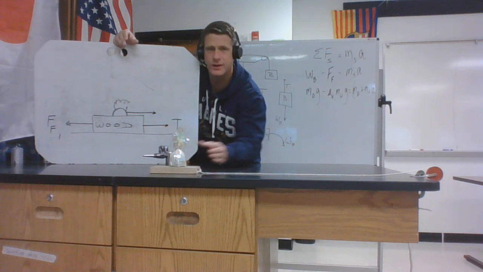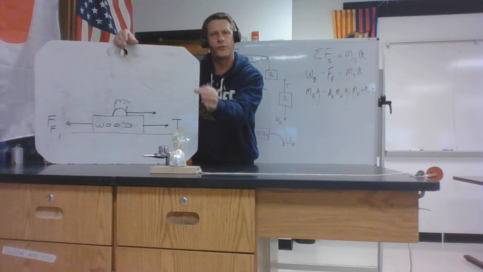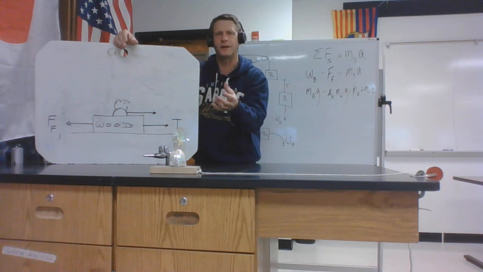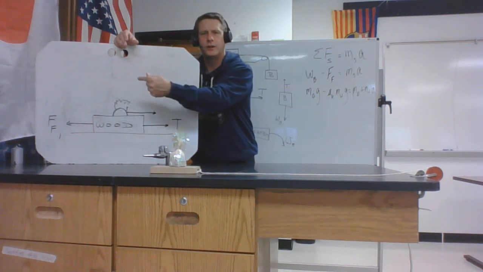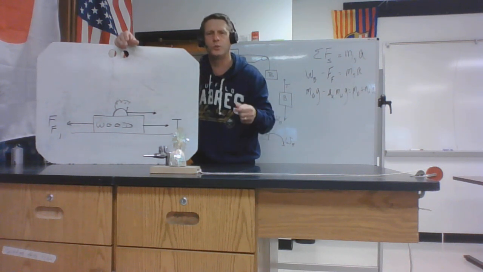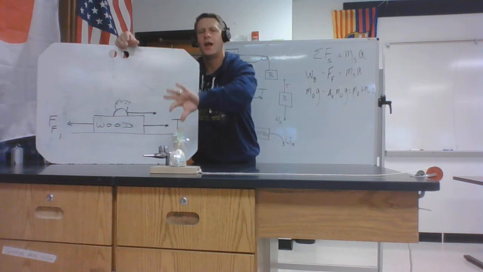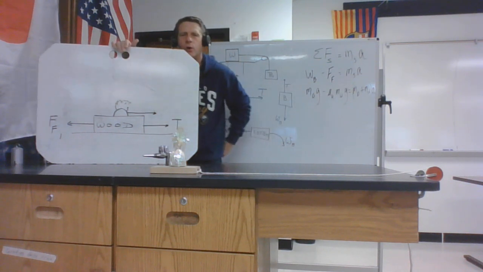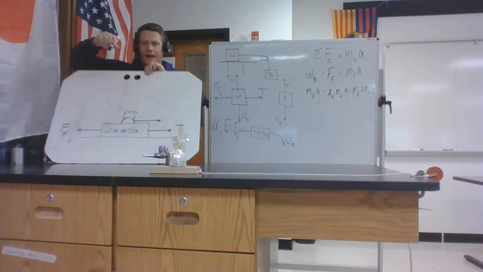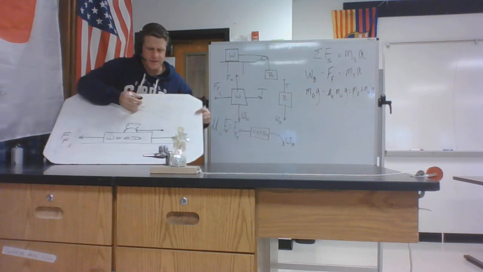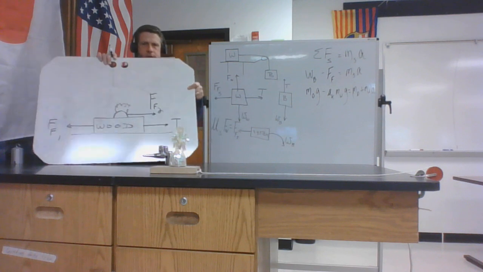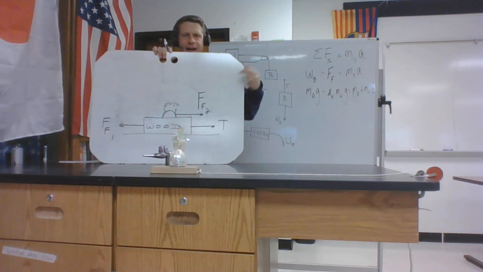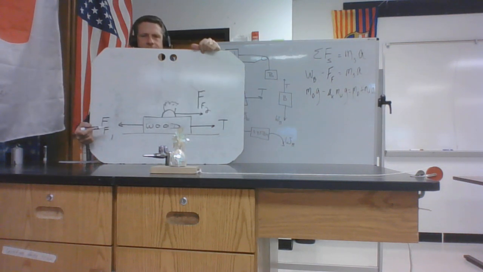So if the block moved in this direction and the party favor stayed still, technically with respect to the block, the party favor would be moving in this direction, which means friction would oppose this desired motion by bringing the party favor with it. Now, that is a second force of friction. So I'm going to label that F sub F with a 2 on it.